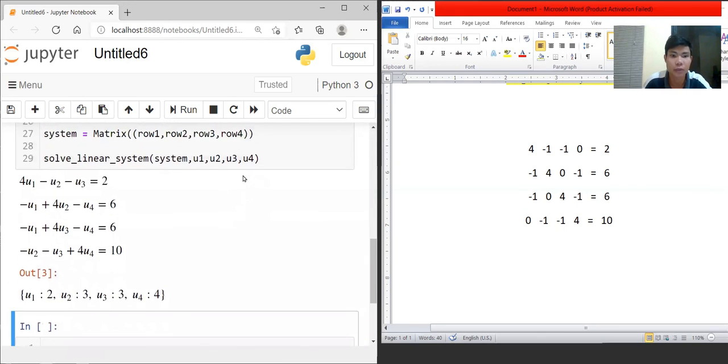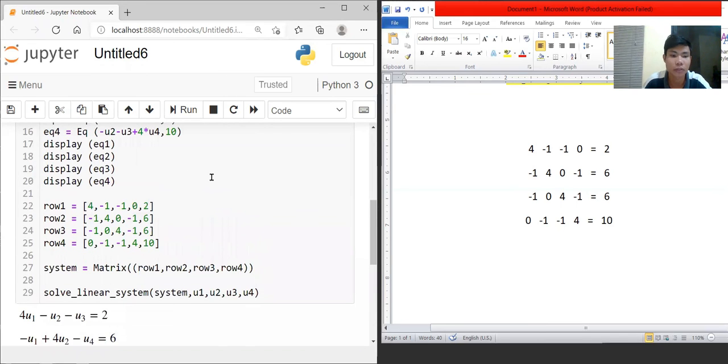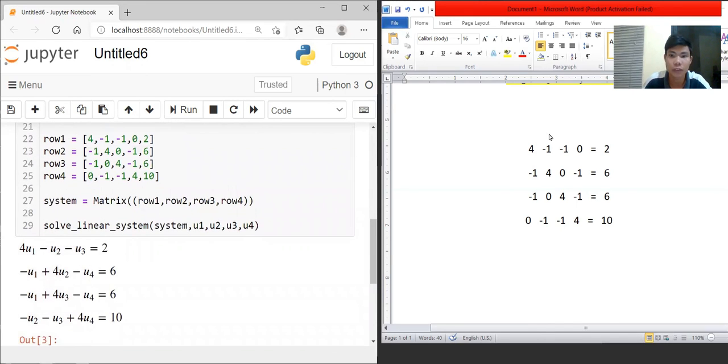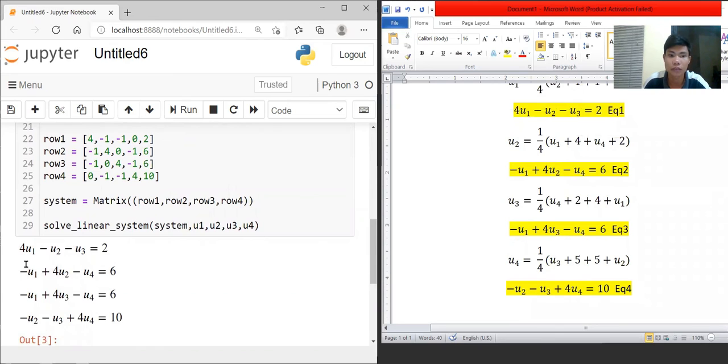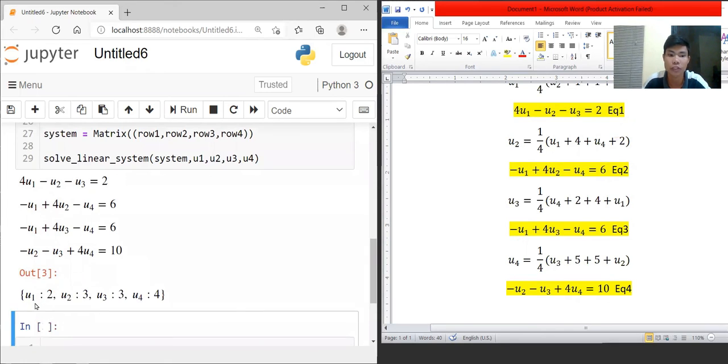There we go. So ito na yung lumabas na result. Ito yung ating 4 na equation. For U1 minus U2 minus U3 is equals to 2, equation 1, and so on and so forth. Apat na equation and 4 unknowns, which is ito din ang ating result doon sa ating manual calculation using Gauss-Seidel method. Ito yung lumabas na result sa ating last iteration. So same answer. And that would be all for this presentation.